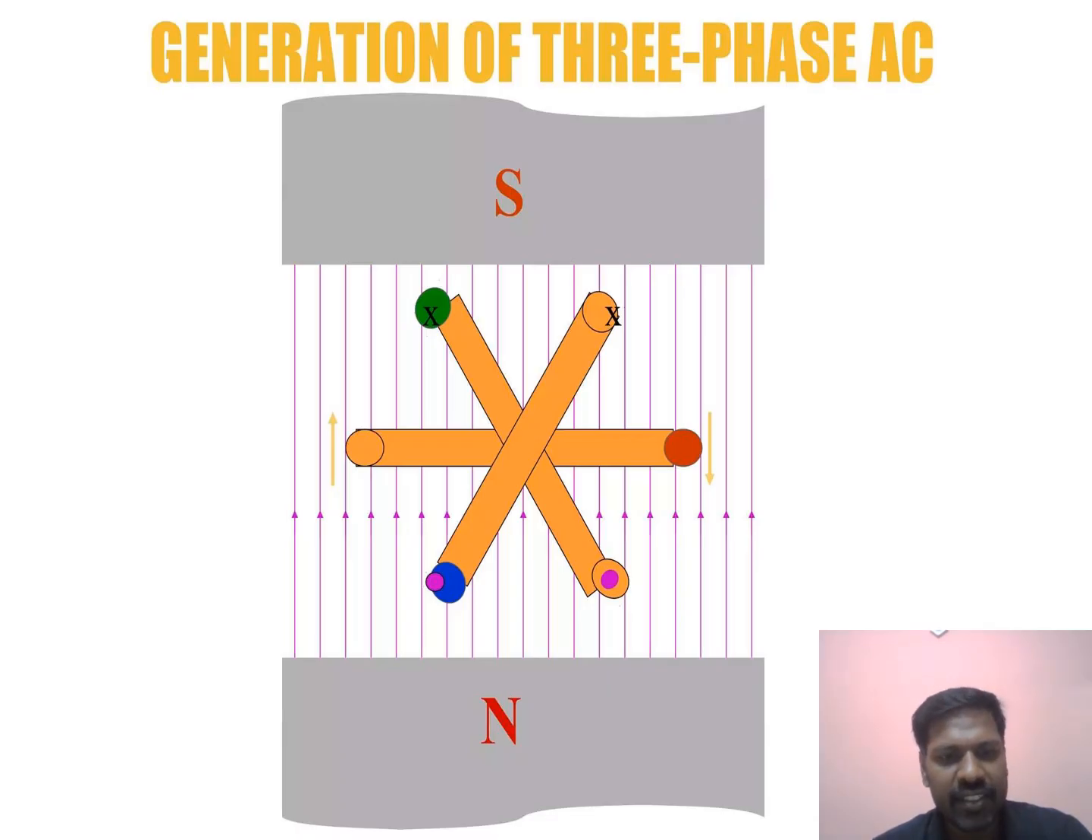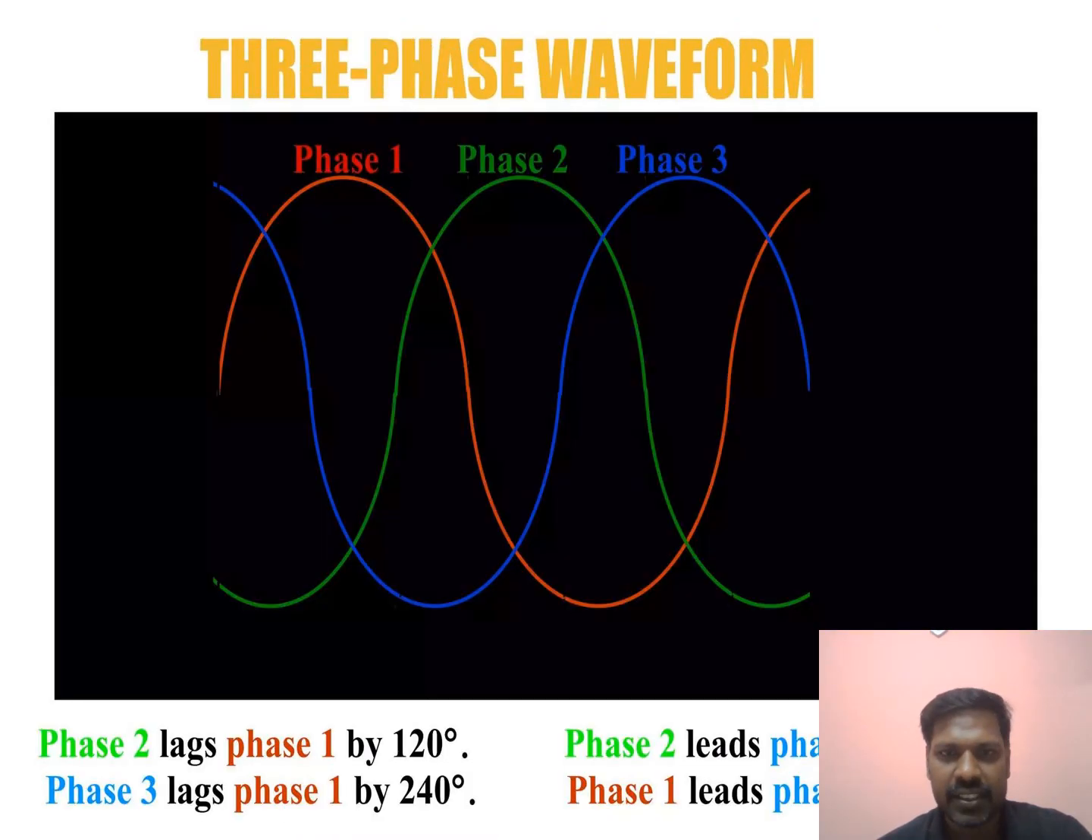If you plot the three-phase voltages from the three-phase generator on the same graph, we get three sine waves. Phase 1 is often taken as a reference, phase 2 lags phase 1 by 120 degrees and phase 3 lags phase 1 by 240 degrees. Equivalently, phase 2 leads phase 3 by 120 degrees and phase 1 leads phase 3 by 240 degrees. This 120 degree separation is what gives three-phase systems their special advantages.